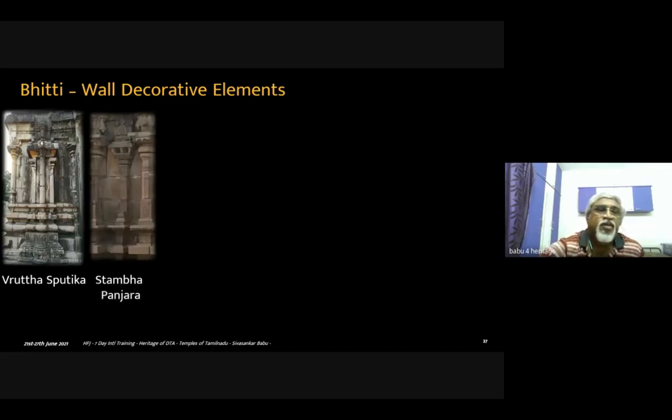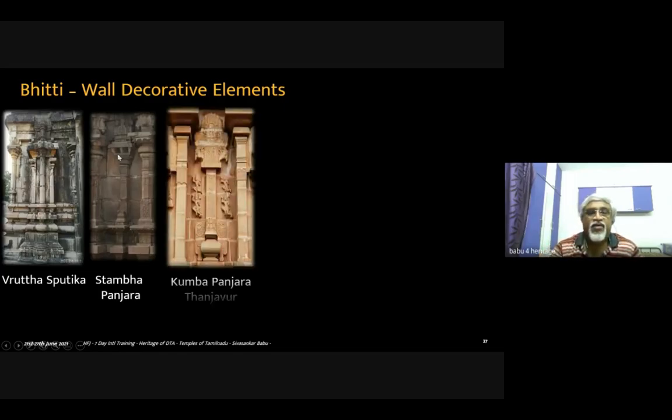Stamba Panjara. Panjara means cage, like I said earlier. So there is a pillar, and on top of the pillar there is a Panjara. This is the first development from Vritta Sputika. Instead of having just a pillar, now they are adding one more ornamentation. The next level of development is that at the bottom, they add one more kumbha, and then the Panjara becomes more ornamental. This was introduced during the Rajaraja period in Tanjavur.